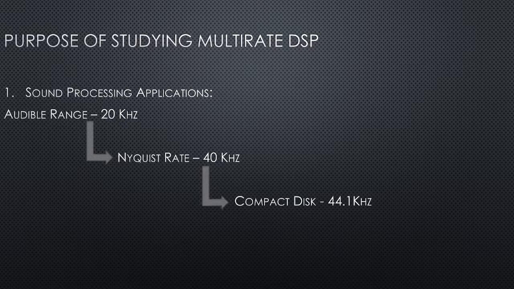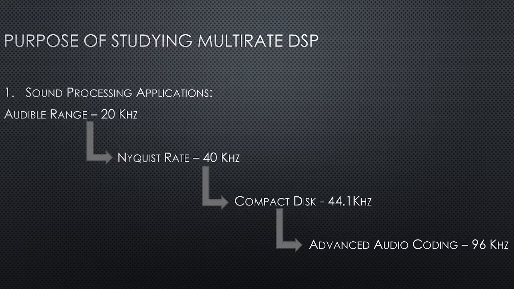However, when we record onto compact disc, the sampling rate is usually taken as 44.1 kilohertz. And furthermore, when you talk about advanced recording, when recording is done in studios and high resolution recording, it is usually done at 96 kilohertz.